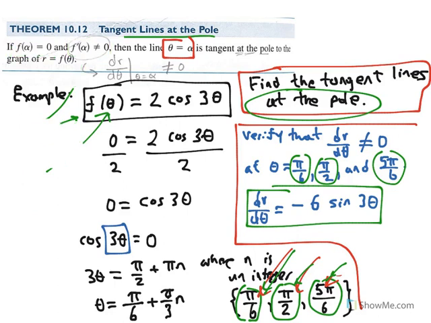So now the conclusion of the theorem is simply this. The line theta is equal to alpha, this is a polar equation, theta is equal to alpha, is tangent at the pole to the graph of the polar equation. So we will have three tangent lines at the pole. The first tangent line will be theta is equal to pi over 6, which is a polar equation. The second one would be theta is equal to pi over 2, which is a polar equation. And the third one will be theta is equal to 5 pi over 6, which is also a polar equation.